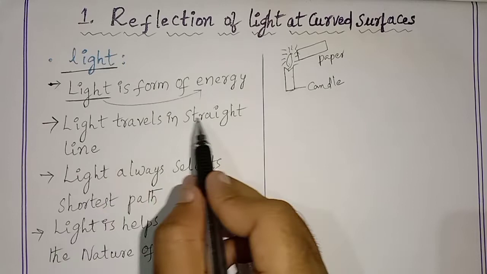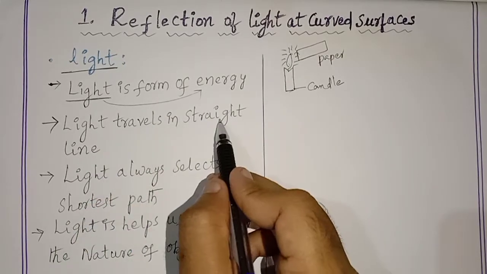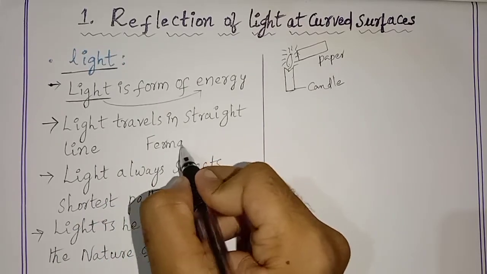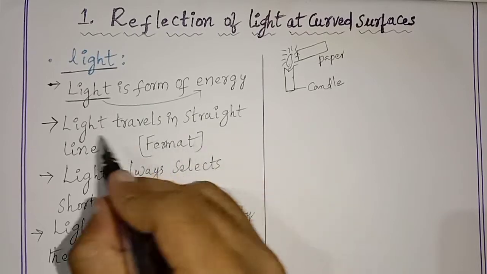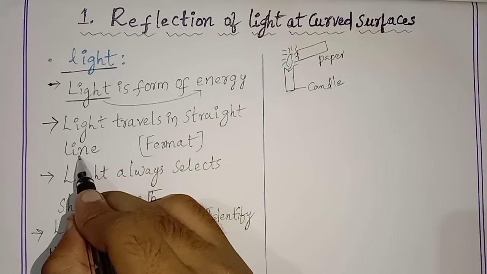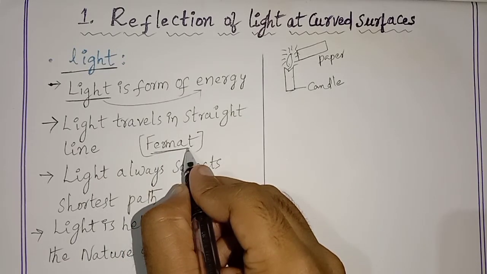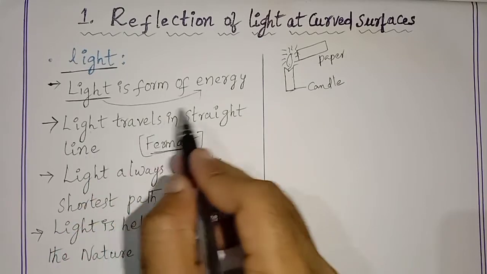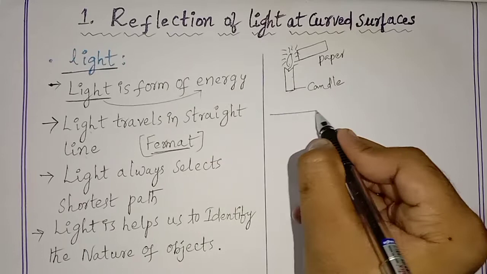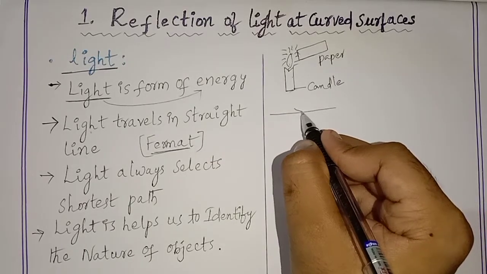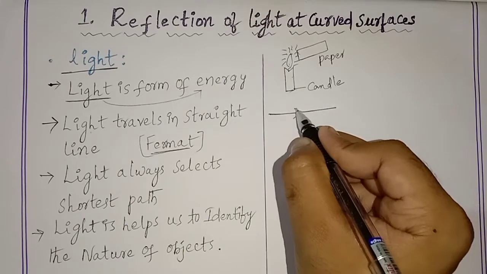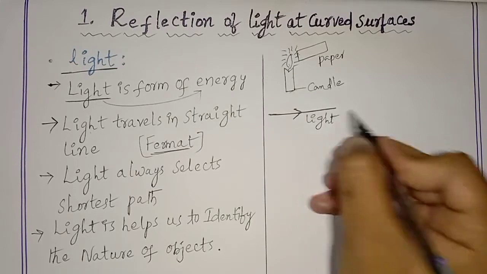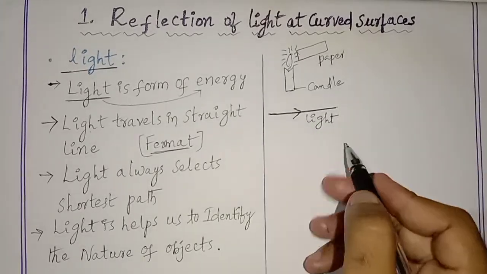Now, light travels in a straight line. Light always travels in a straight line. So according to Fermat principle, according to Fermat, light travels in a straight line. Remember, very important. Fermat is a scientist who defined light. Light always travels in a straight line. Straight line means, if I take this line, it is traveling in a straight direction. This is the straight direction, which means light always selects a straight path.